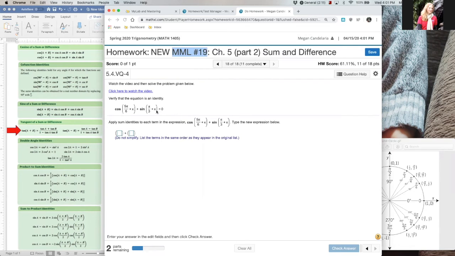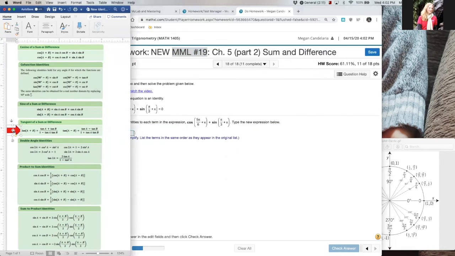Well, we start with the more complicated side, and we try and force it to look like the less complicated side. In this case, the more complicated side is certainly this left-hand side, and they're even giving us a hint. They say apply some identities to each term in the expression, cosine 5 pi over 6 plus x plus sine pi over 3 plus x. Type the new expression below. Okay, so let's start by looking at this cosine 5 pi over 6 plus x.